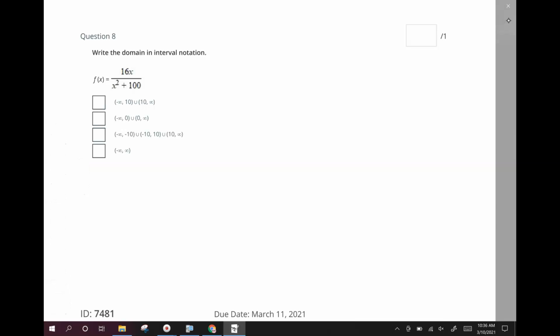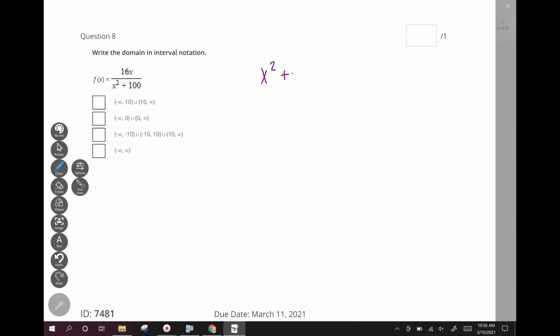Same thing on number 8, but I do want to mention this one just for a second. So remember, it's whatever makes your denominator equal 0 cannot be in the domain. Well, this is the sum of squares, so I cannot factor it. So let's just subtract the 100 instead, and then let's take the square root of that.